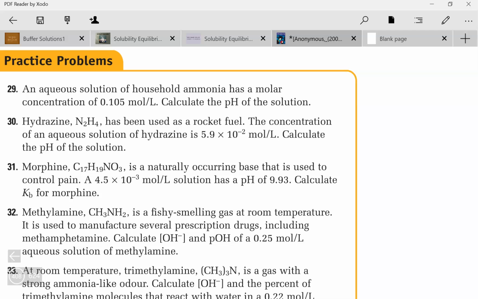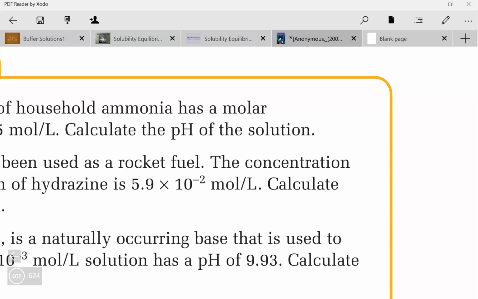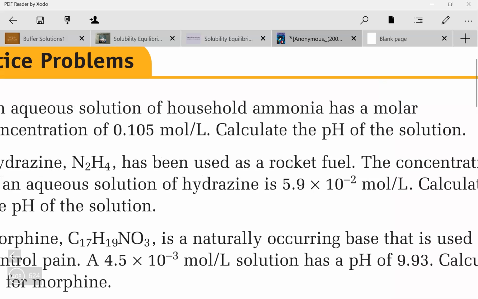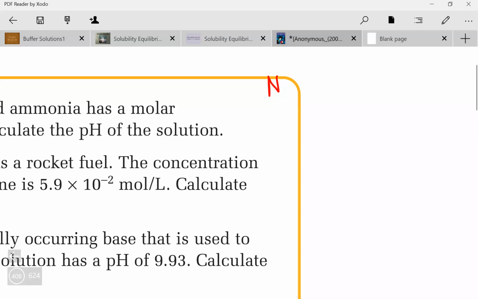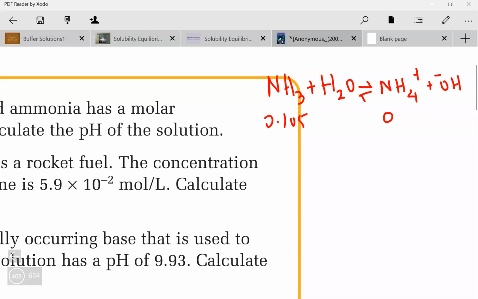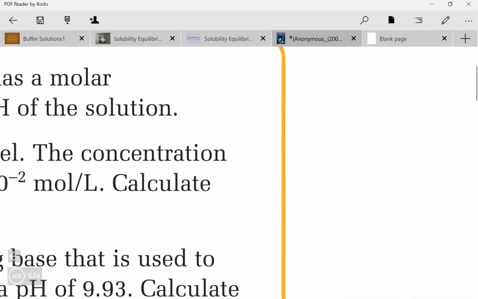So the molar concentration of ammonia is 0.105. This is actually pretty much almost the same question we did in our class notes. Ammonia plus water gives ammonium plus OH minus. Initial 0.105, 0, 0; change minus x, plus x, plus x; equilibrium 0.105 minus x, x, x. I have to calculate the pH.